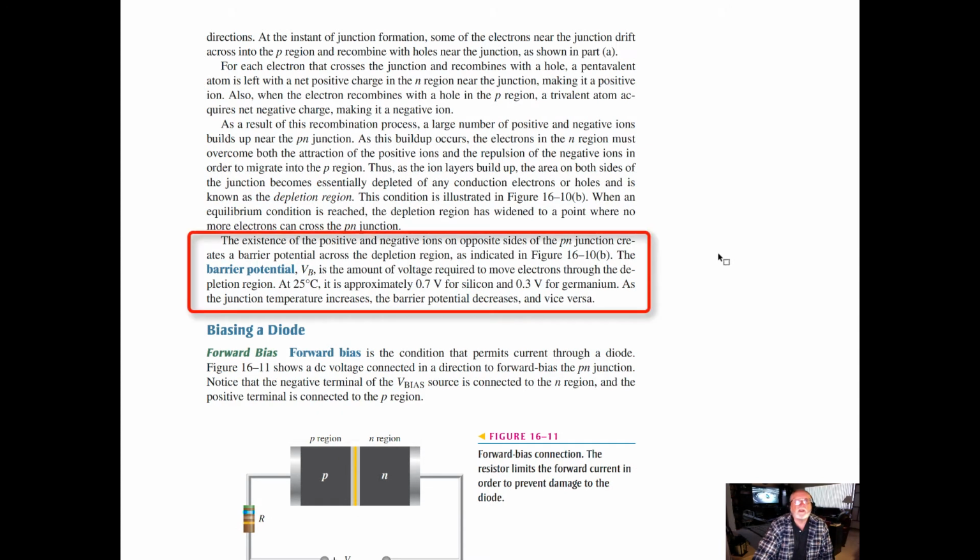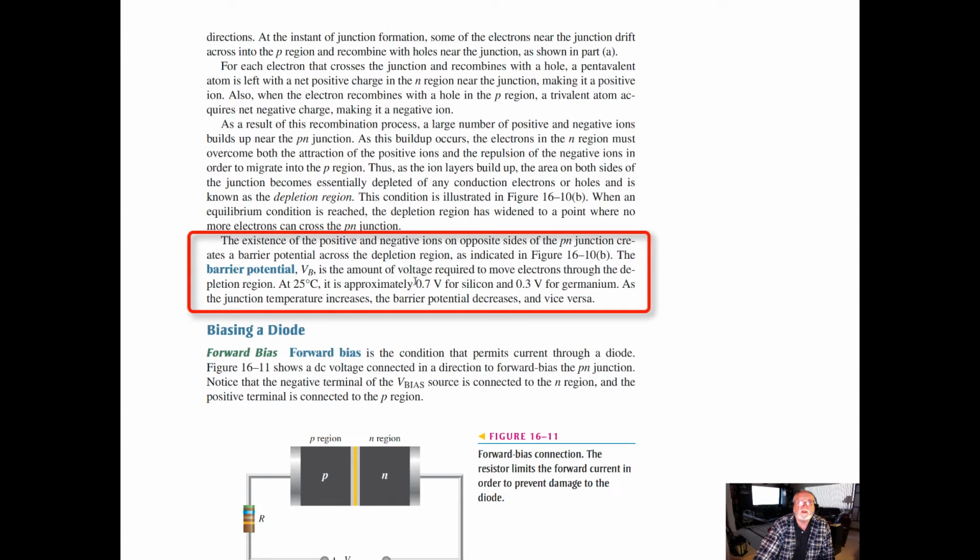The existence of the positive and negative ions on opposite sides of the p-n junction creates a barrier potential across the depletion region. The barrier potential, V sub B, is the amount of voltage required to move electrons through the depletion region. At 25 degrees Celsius, which is a little more than 70 degrees Fahrenheit, it is approximately 7/10 of a volt for silicon, 3/10 of a volt for germanium.